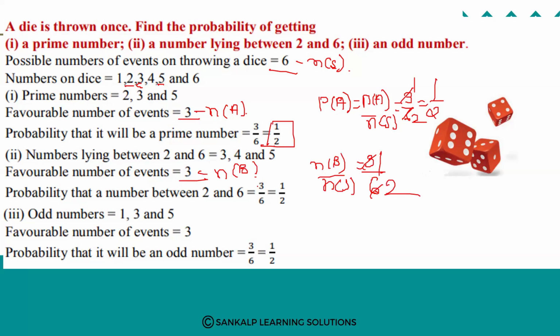Odd numbers. How many odd numbers are there here? 1, 3, 5, right? So again you will get 3. So the number of favorable events is 3. Here also, the probability that it will be an odd number is 3 divided by 6, that is 1 divided by 2. It's easy. So this question will be asked for 2 marks.